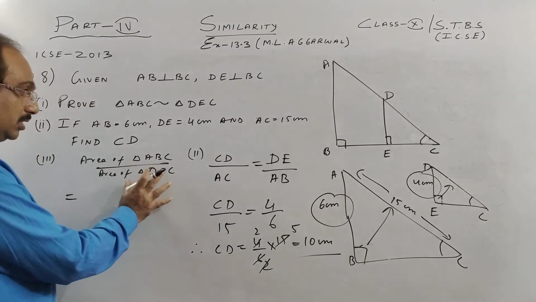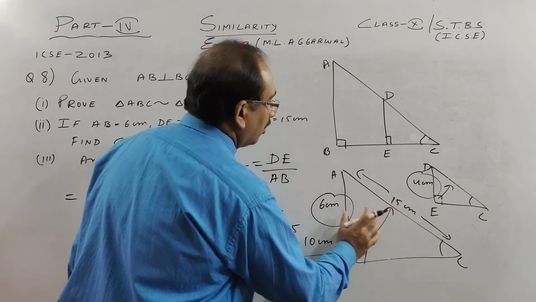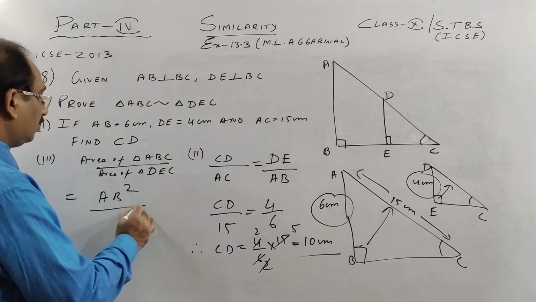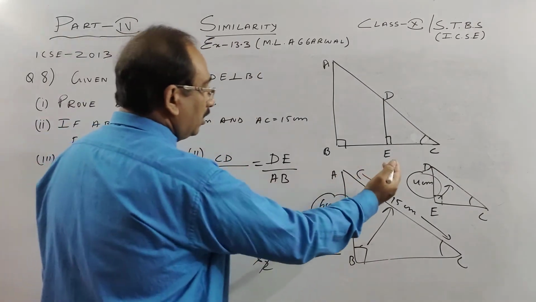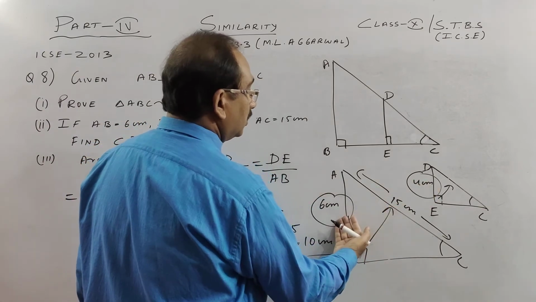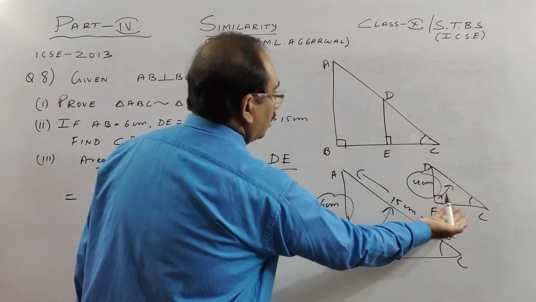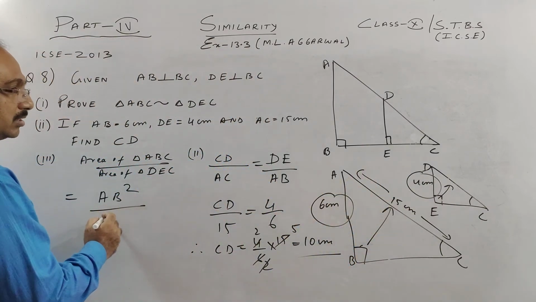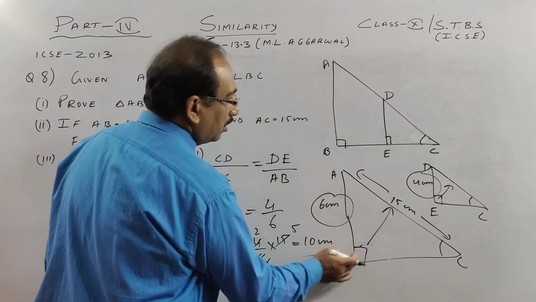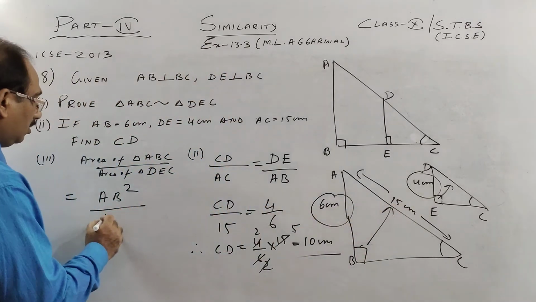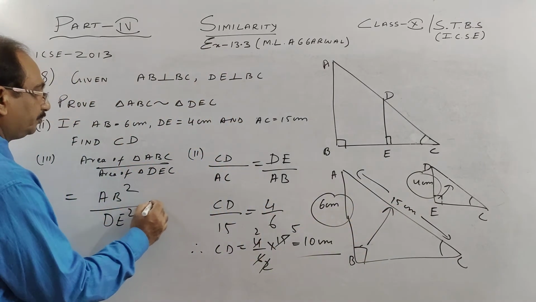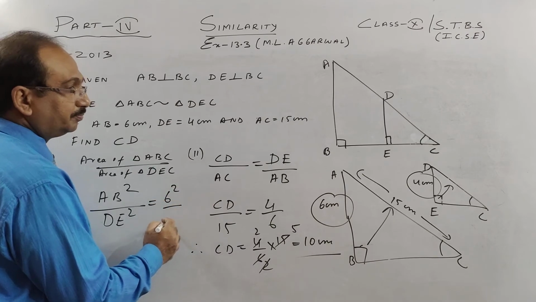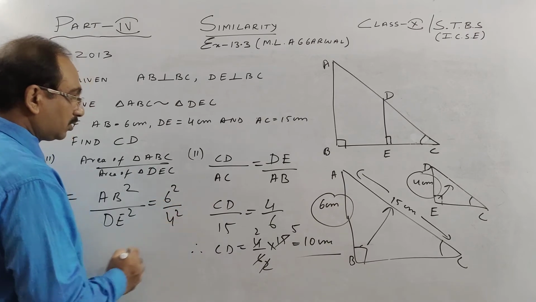So area of ABC, what I am trying to tell you, what I know in area of ABC. See, this is known, AB square. I know areas of two triangles are in the ratio of their side squares. So this is opposite to this common angle and this. So we should know the same corresponding side. So AB here corresponds to DE there. Okay, so DE square. So AB, children, is 6 square by DE is 4 square.